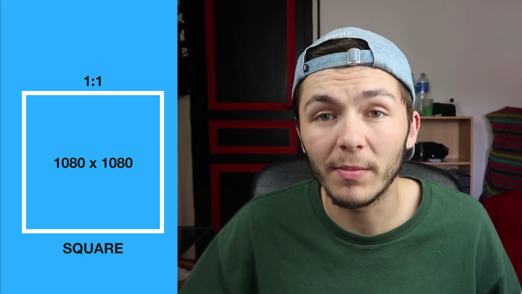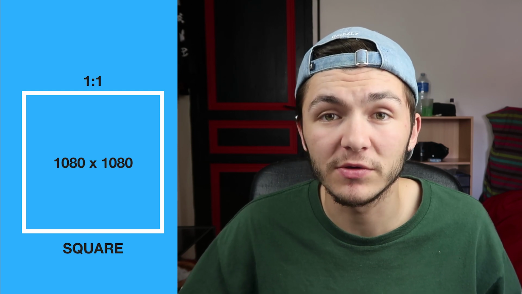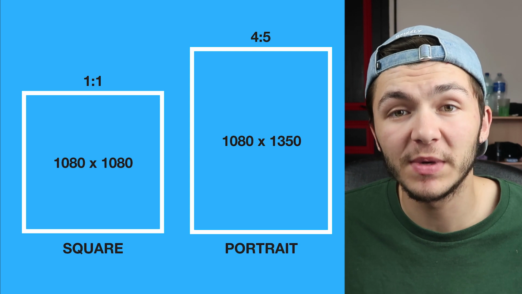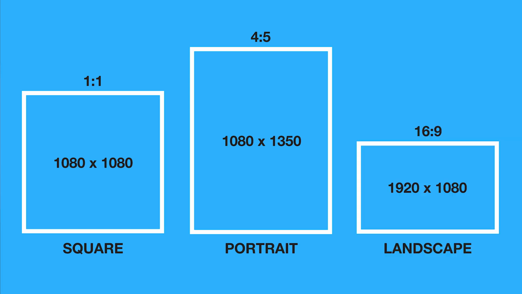First of all, before we jump right in, I just want to give you the Instagram dimensions, just in case this is what you're looking for. You've got the square post, which is the 1x1 format, which is 1080 by 1080 pixels. Then you've got the portrait, which is a 4x5 format, which is 1080 by 1350 pixels. And then you've got the landscape, which is 16x9, which is 1920 by 1080 pixels.